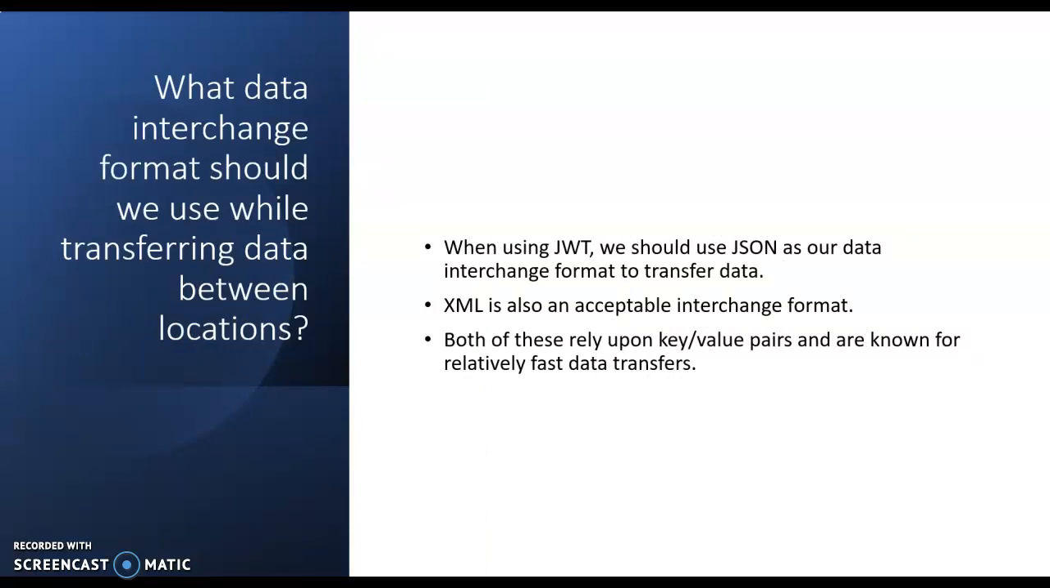What data interchange format should we use while transferring data between locations? So if we're using JWT, we should definitely use JSON as our data interchange format because JWT is built off of JSON. However, if there was a different situation where you were using something else, XML is also an acceptable format. Both JSON and XML rely upon key value pairs, and they're both known for being relatively fast methods of data transfer.